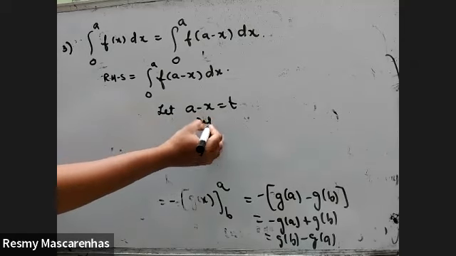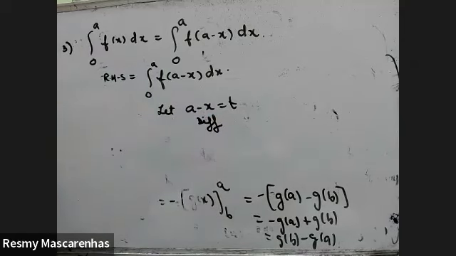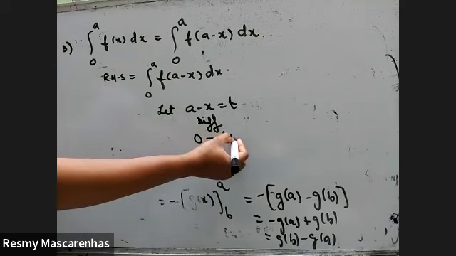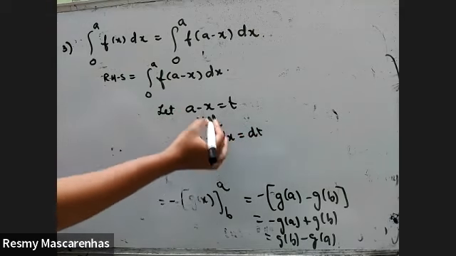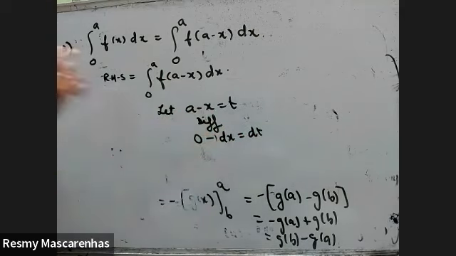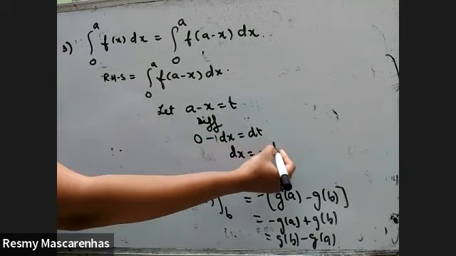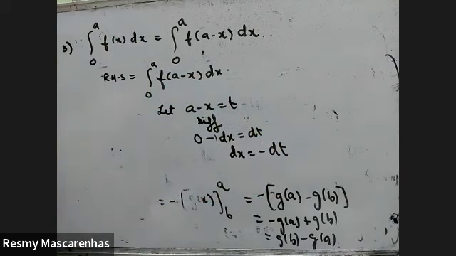So when you differentiate, derivative of a will be 0 because it is a constant. Derivative of x will be minus 1 dx. So dx will be equal to minus dt. Now, since we are doing substitution, we'll have to change the limits also.